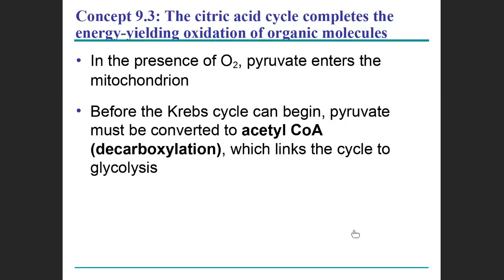If we're in a eukaryotic cell, this has now happened inside the mitochondrion. If we're in a prokaryotic cell, like a bacterial cell, we're still in the cytoplasm. But we're talking about eukaryotes here mostly. So we're inside the mitochondria now. That's where the decarboxylation step occurs.